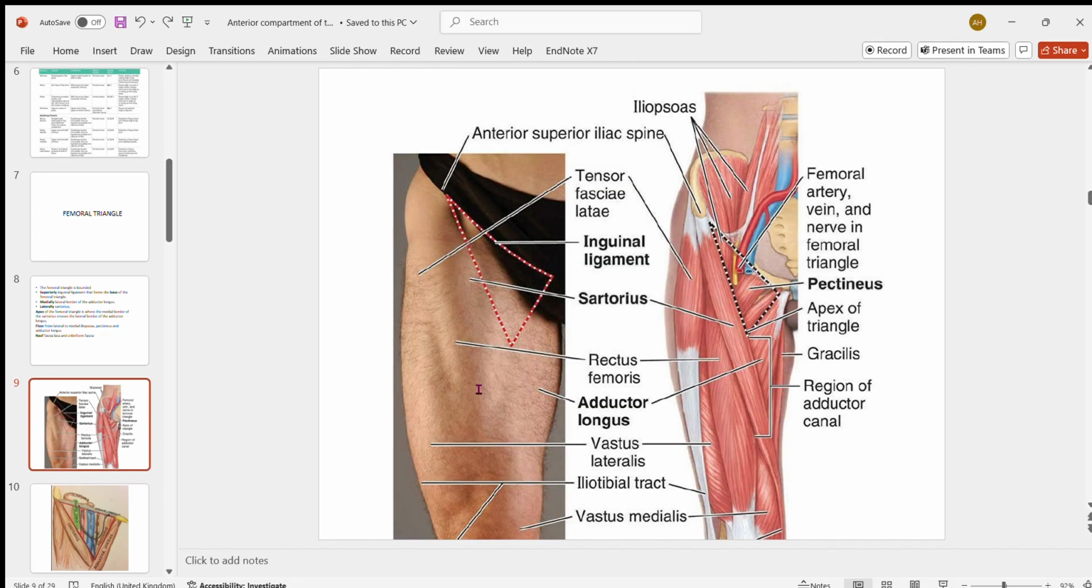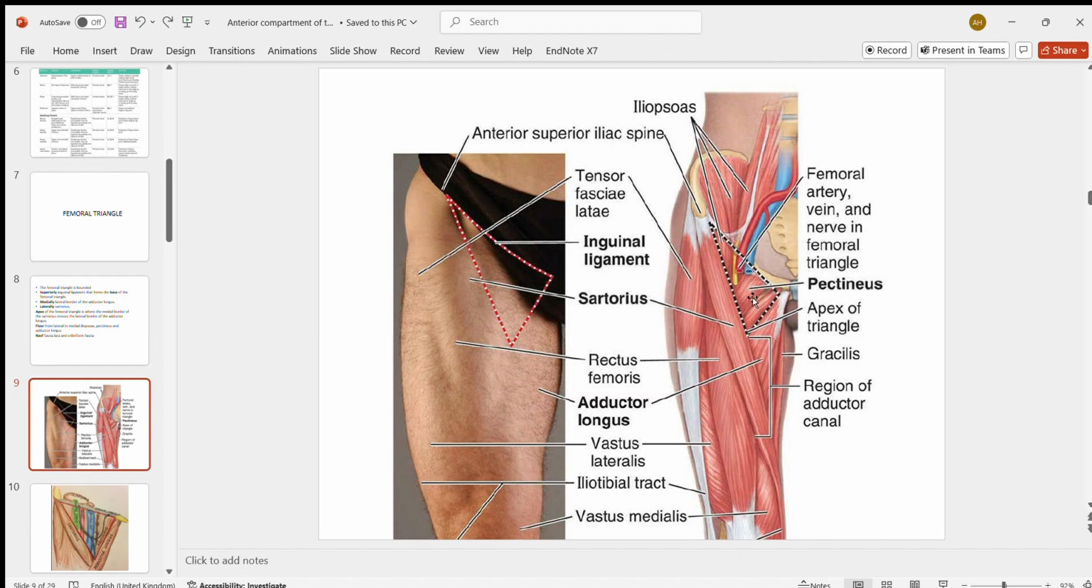What is femoral triangle? It is a triangular area below the inguinal ligament. This is the area of the inguinal ligament. And it lies on the upper 1/3 of the anteromedial side of the thigh. It has various boundaries. Look at this picture. The base of this triangle is formed by the inguinal ligament. The lateral boundary is formed by the medial border of sartorius, and the medial boundary is formed by the medial border of adductor longus. This is adductor longus. It is forming the medial boundary of the femoral triangle.